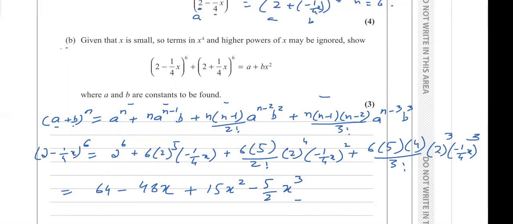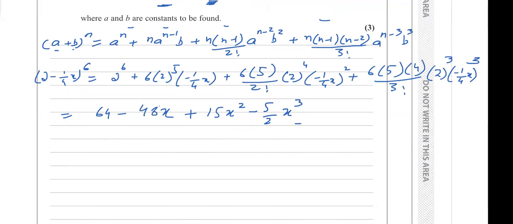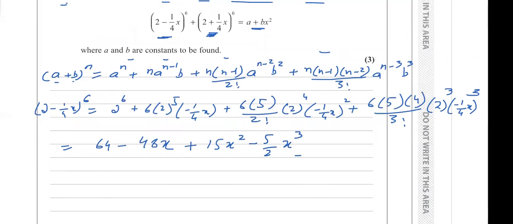Now for part B, it's given that x is small. So the term x power 4 and the higher powers of x may be ignored. Show that this is equal to this one, where a and b are constants to be found. So this one we already expanded. We know that when we expand it to the first 4 terms, ignoring x power 4 and higher powers, we need this one now. How can I do it? It will be pretty easy. It will be the same, just the sign will change. All will be positive, there will be no negative sign in this one.